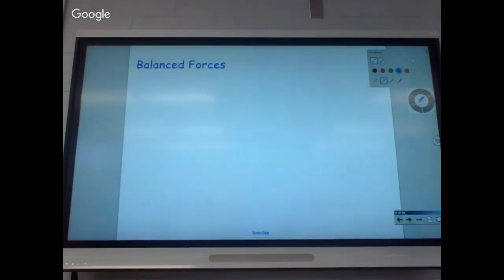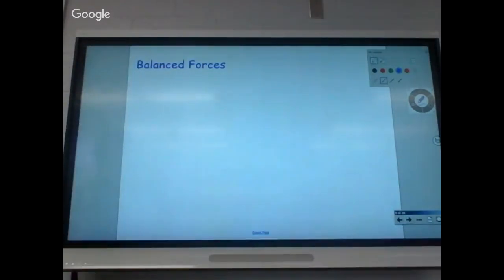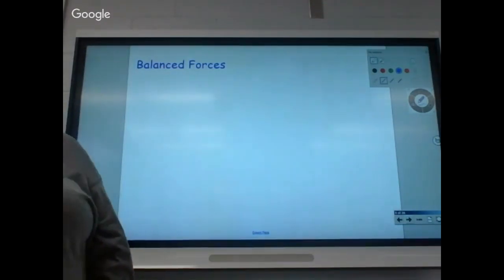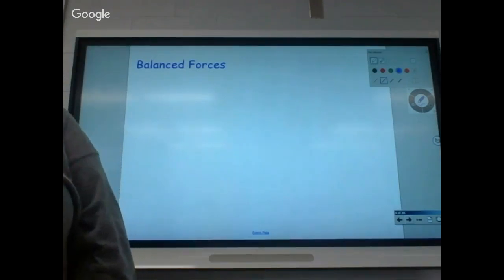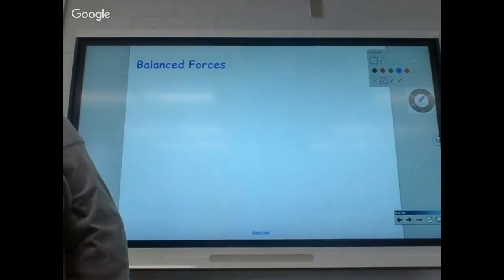So what is a balanced force? What do you think the word balance sounds like? Equal on both sides. They're equal on both sides, okay? So let's follow along with that with Malik. Let's see if we can get the other piece before I start to write, so equal on both sides.